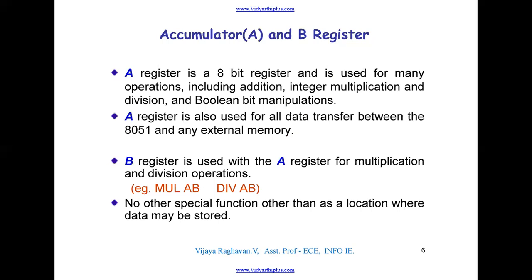Its uses are, it is also used for data transfer between the 8051 and any external memory. Several functions like rotate, swap, etc. apply specifically on the accumulator. The B register is used with the A register for multiplication and division operations. For other instructions, it is treated as a scratchpad register. That is, it has no other function other than a location where data can be stored.